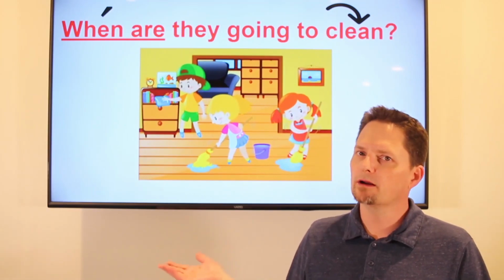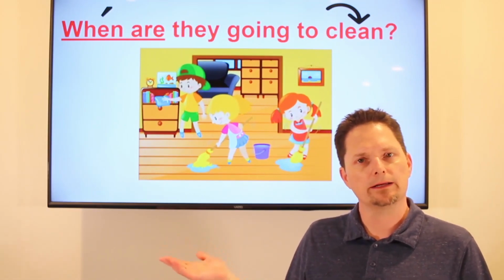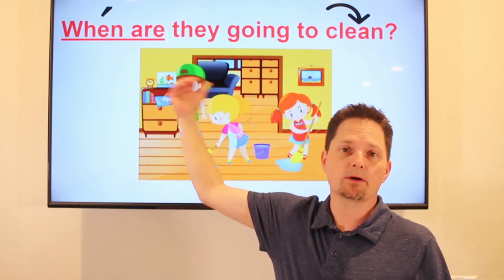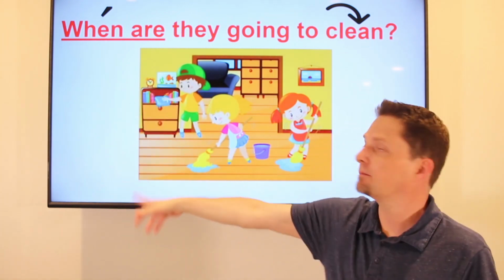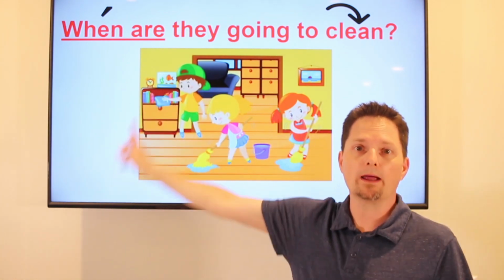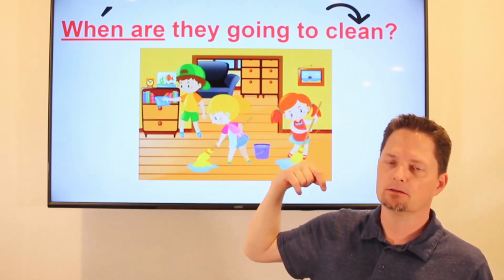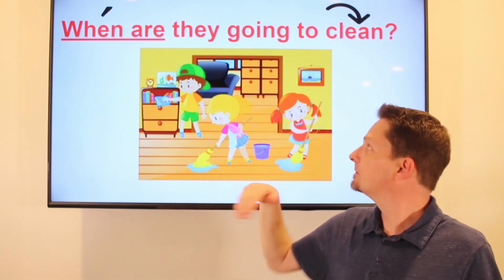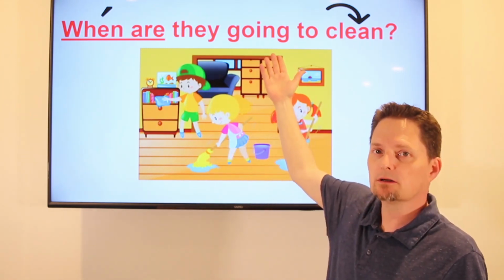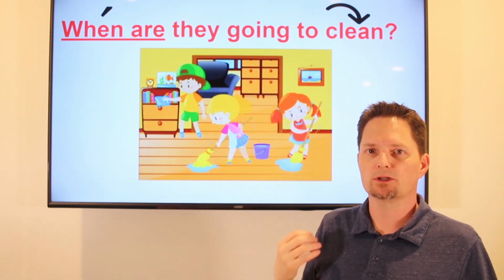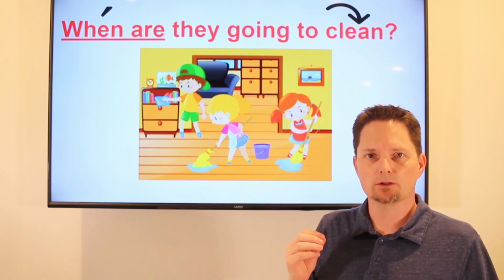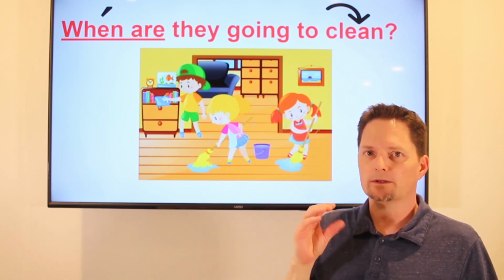Example. When are they going to clean? So when are, pronounce winner. Important word, when, put the stress, when. When are they going to clean? Intonation goes down at the end. Going to, we pronounce gonna. For correct pronunciation of gonna, make it very short and very close, not open, close.